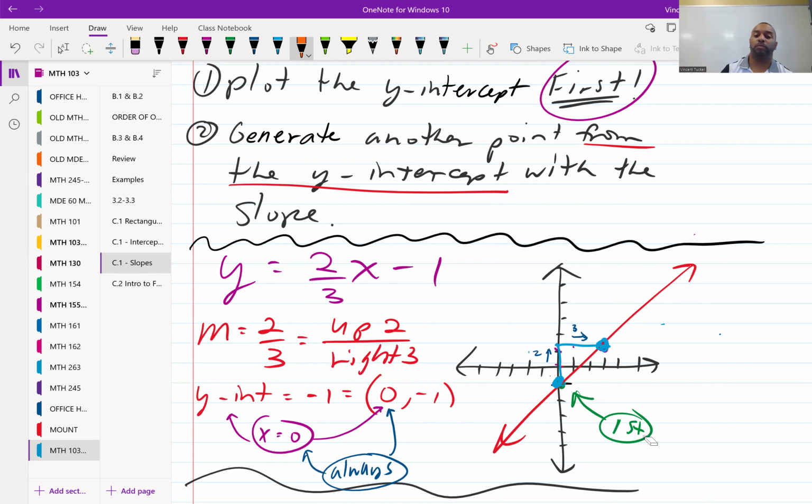So we're going to graph that 0, -1 first, like your classmate mentioned. That's right here, just going down on your y-axis. And then from this 0, -1, you're going to go up 2, right 3 to create another point. And once you have your two points, you can graph the line.